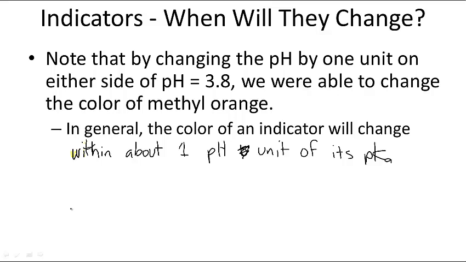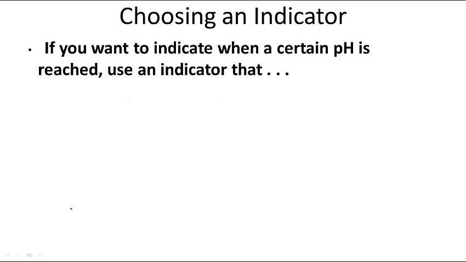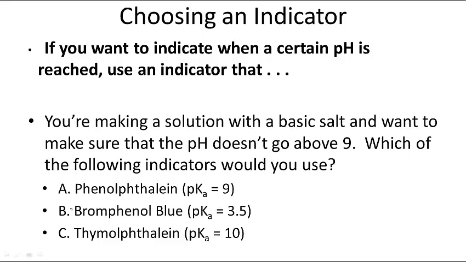So when you're doing a particular experiment, you usually want to select an indicator based on what pH you're trying to indicate. The good news is we've developed lots of different indicators, and we know exactly where each one changes color. So you want to always use an indicator that has a pKa within about plus or minus 1 of the pH you're trying to indicate.